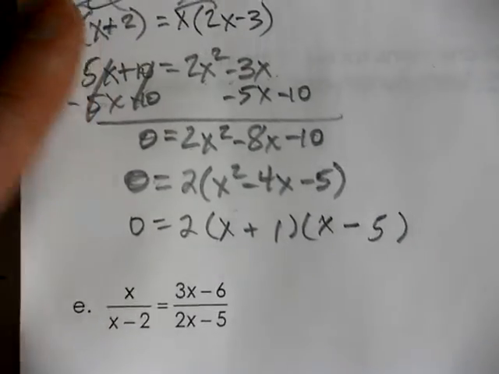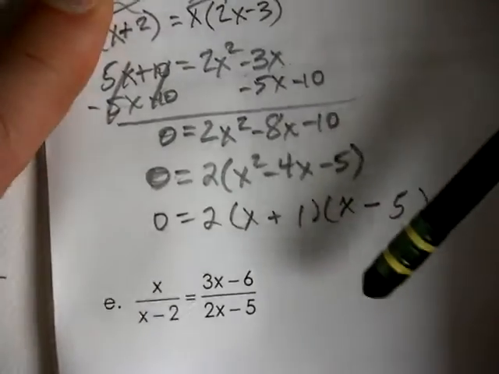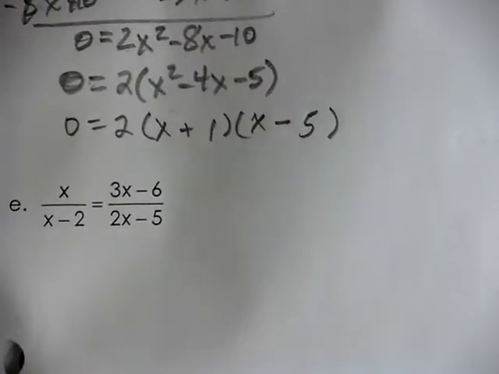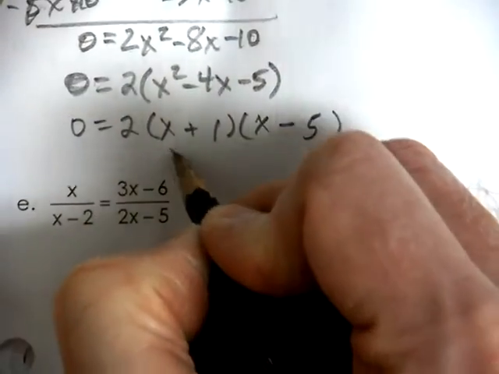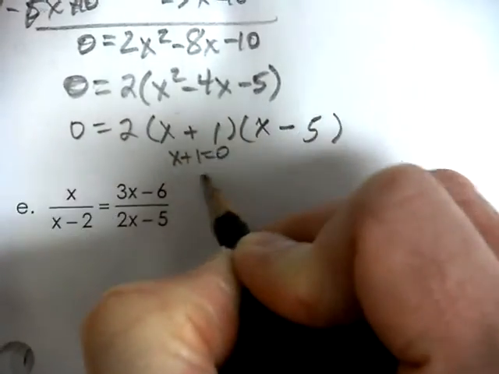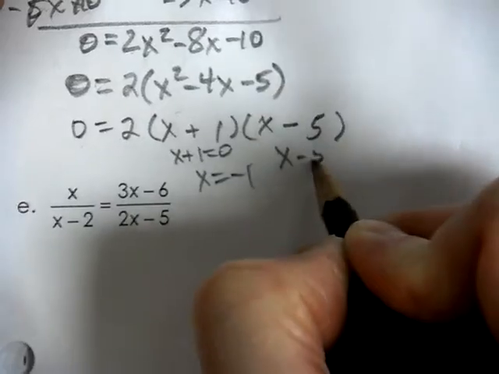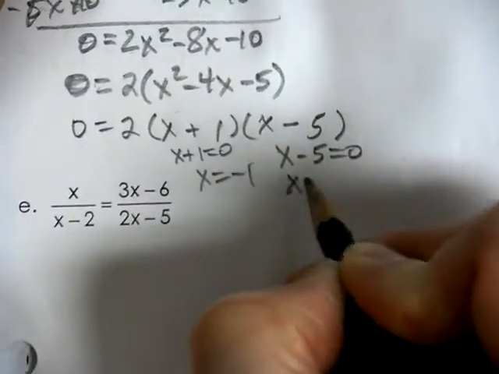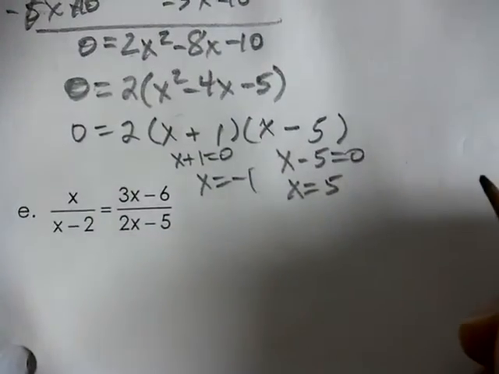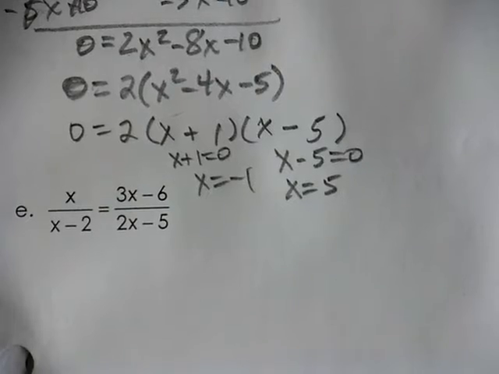Then you're going to do your zero product property. So this is x plus 1 equals 0. So x equals negative 1. X minus 5 equals 0. So x equals positive 5. And we got two answers.